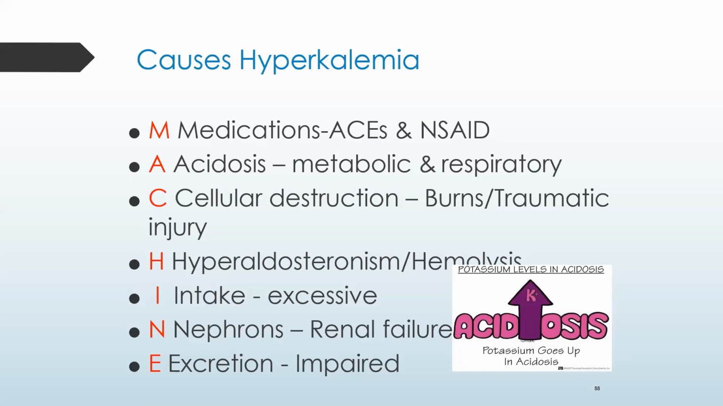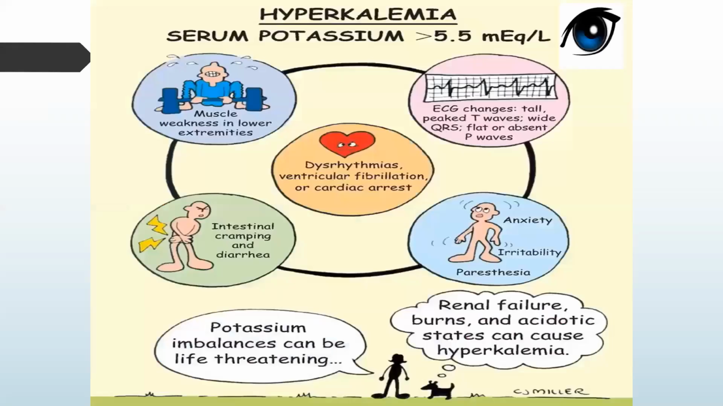Potassium-sparing diuretics like amiloride, spironolactone, angiotensin II receptor blockers such as losartan, and angiotensin converting enzyme or ACE inhibitors like enalapril and lisinopril may contribute to the development of hyperkalemia by reducing the kidney's ability to excrete the potassium.